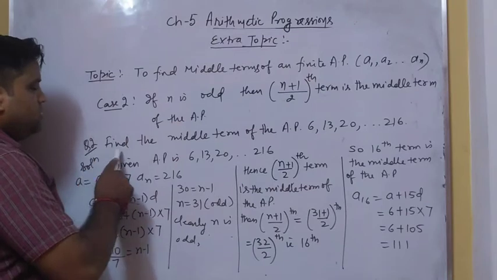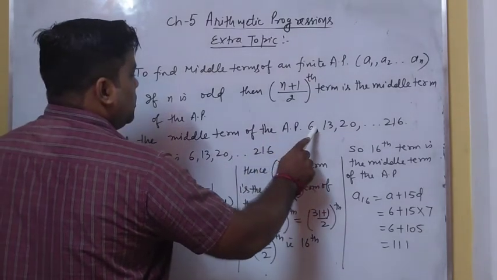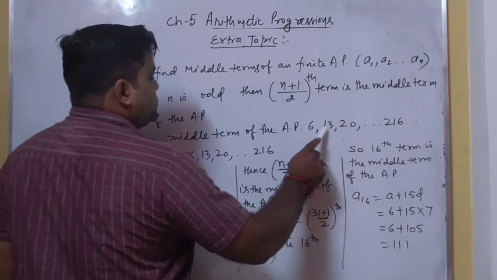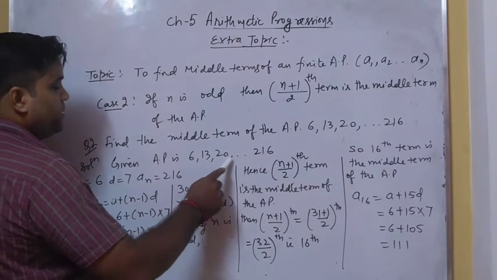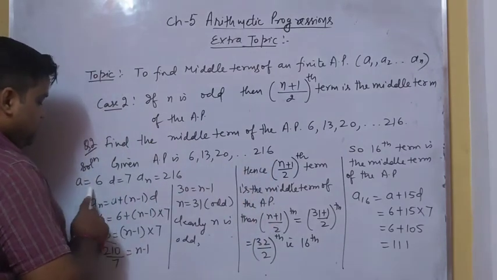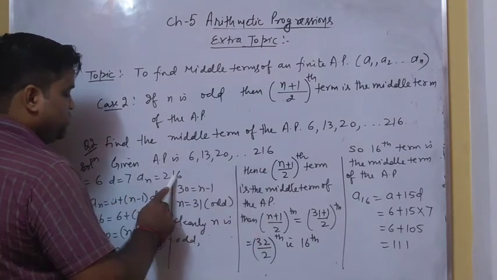Now let us come to the question. Find the middle term of the AP 6, 13, 20 up to 216. Now let us come to the solution. The given AP is 6, 13, 20 up to 216. The first term is 6. The common difference between the terms is 7 and the last term is 216.